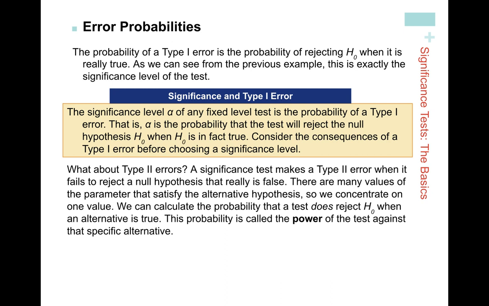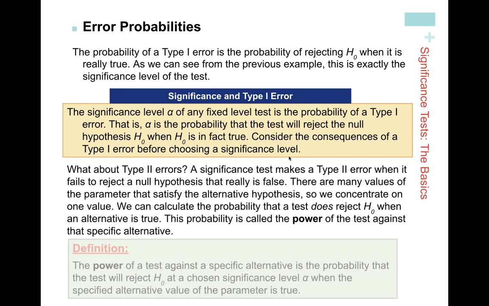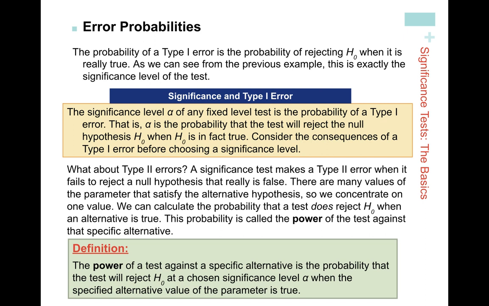What about type 2 errors? We can calculate the probability that the test does reject H null when an alternative is true. This probability is called the power of the test against that specific alternative. So the power of the test against a specific alternative is the probability that the test will reject H null at a chosen significance level alpha when the specified alternative value of the parameter is true.